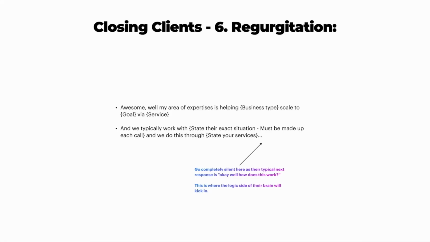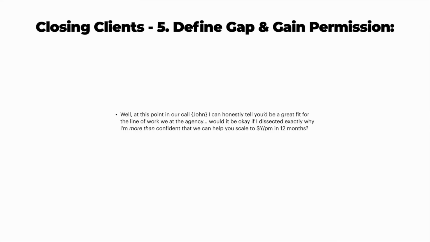So when you state what you're an expert at, make sure that you're using exactly what they've said to you. For example, if you're talking to a real estate business, you would ask if it would be okay if you explain why you're more than confident you can help them scale to whatever they've said in 12 months. They're then going to say yes.